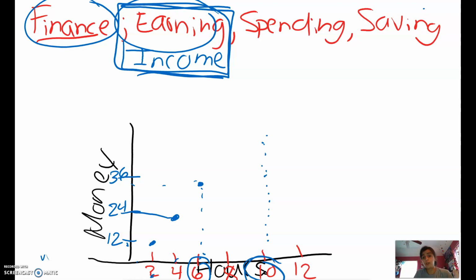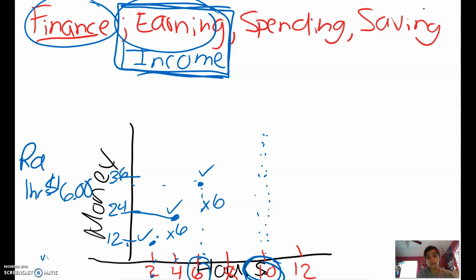So what will be the future income of someone who works 10 hours, if the rate is the same? Hopefully you can see that each hour they work, they earn $6. Let's check if that's true. 2 times 6 is 12. 4 times 6 is 24. 6 times 6 is 36. So I think this is the rate. It was proven. So now 10 times 6 equals $60.